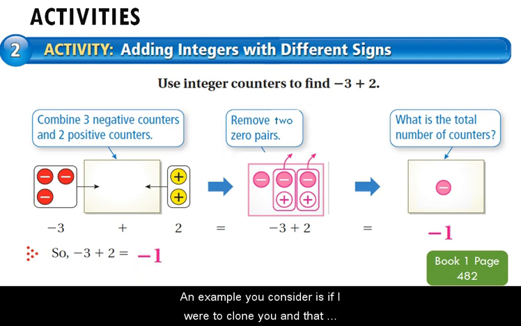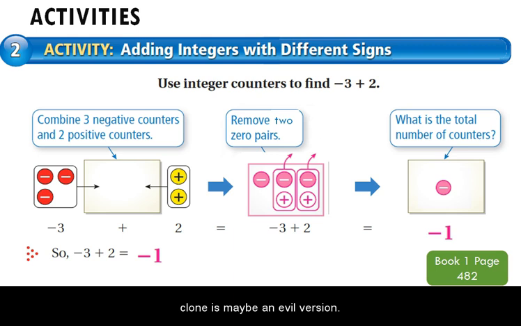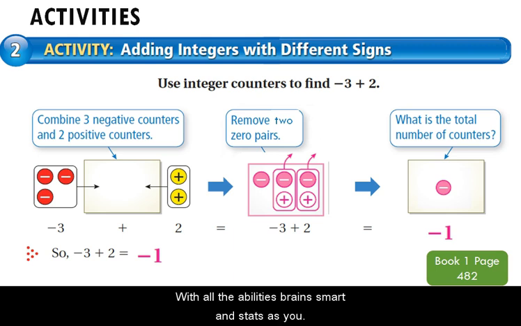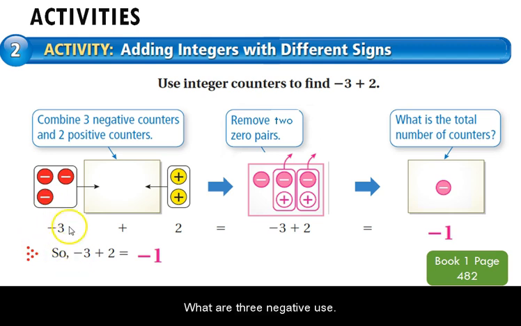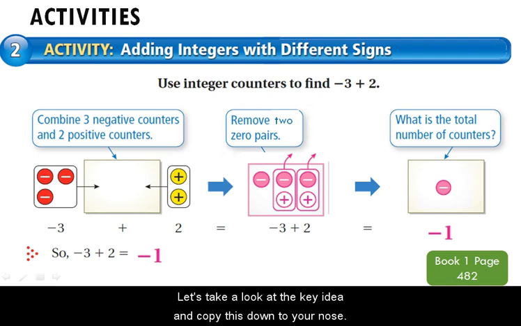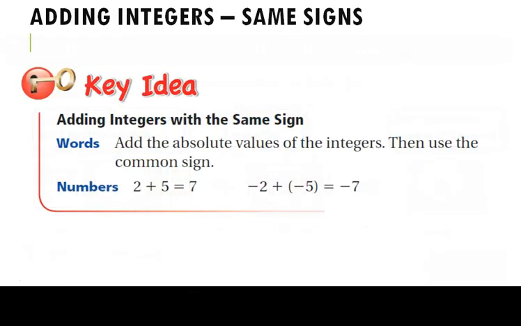An example you can consider is if I were to clone you, and that clone is maybe an evil version, with all the abilities, brains, smarts, and stats as you, and let's say they were to compete against each other. You know each other's tricks, so how would you compete against maybe a negative you? It would cancel out. However, if there are 3 negative yous and there are 2 positive yous, there's an extra -1. Let's take a look at the key idea and copy this down into your notes.